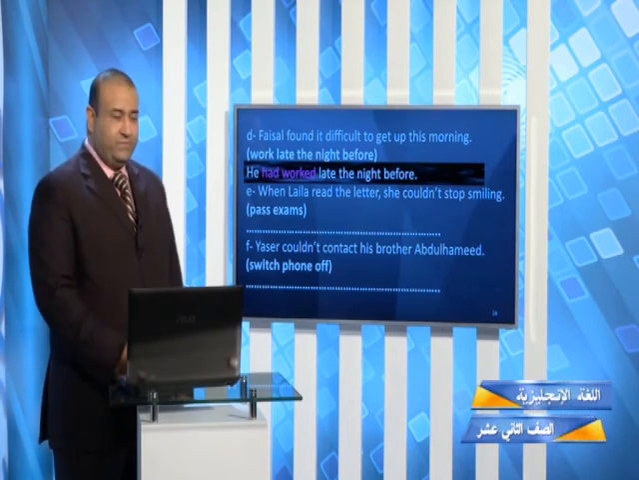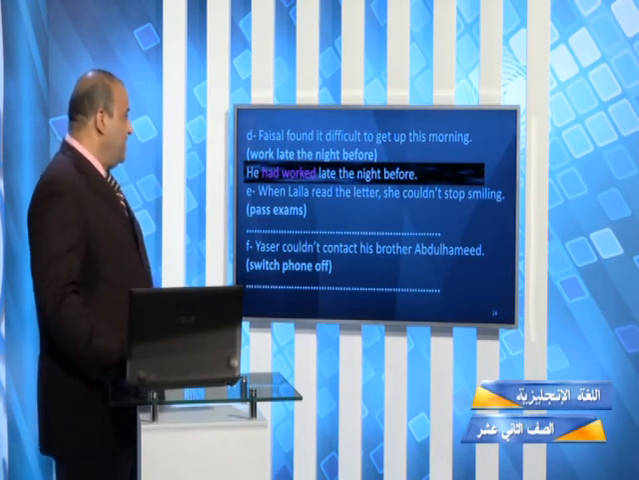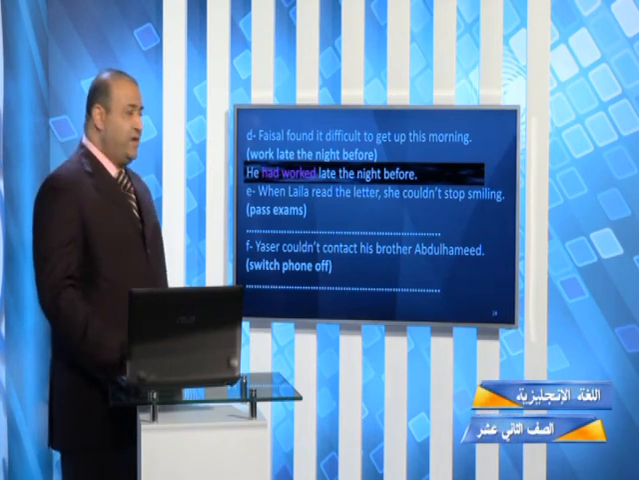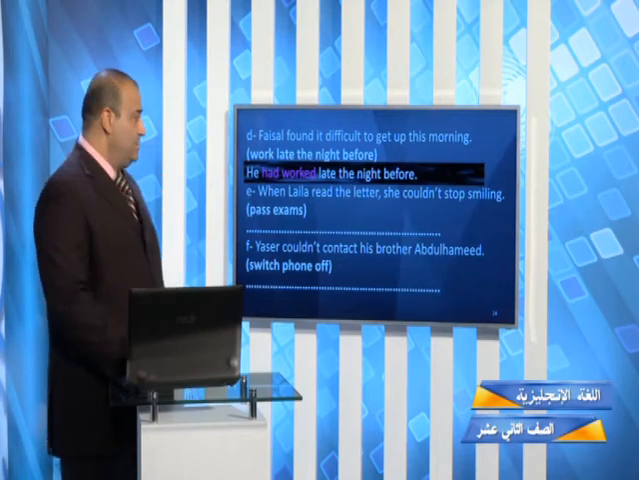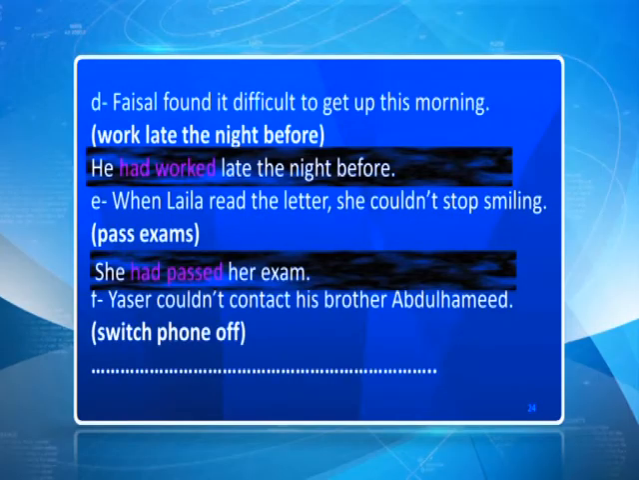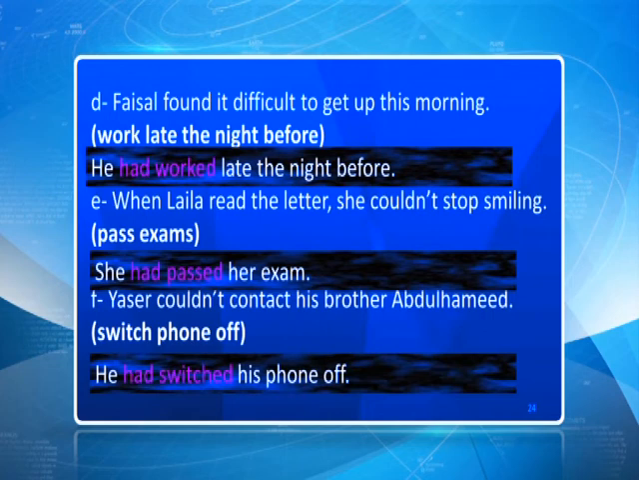Sentence number E: when Layla read the letter, she couldn't stop smiling. Why? The answer is because she had passed her exam, so she was happy. Sentence F: Yasser couldn't contact his brother, Abdul Hamid. Why couldn't he contact his brother? Because he had switched his phone off.